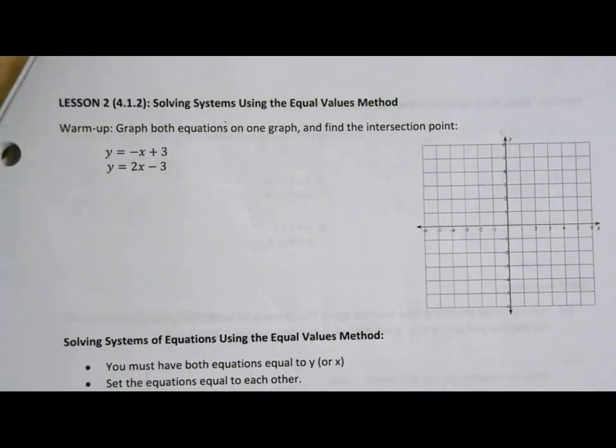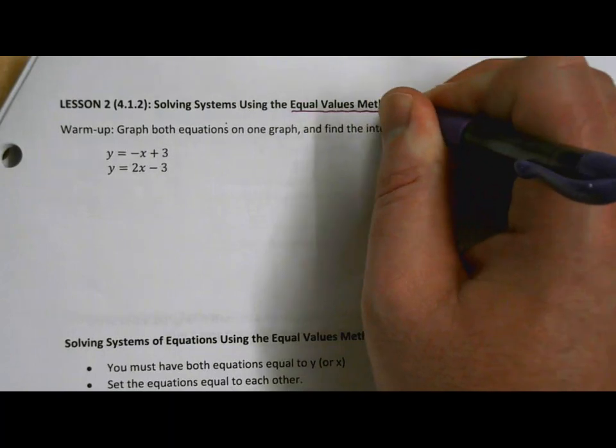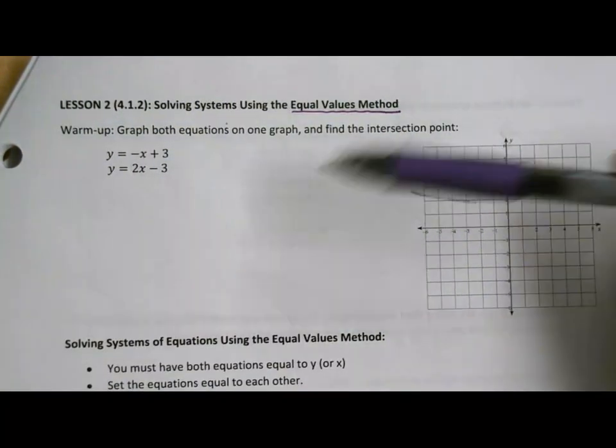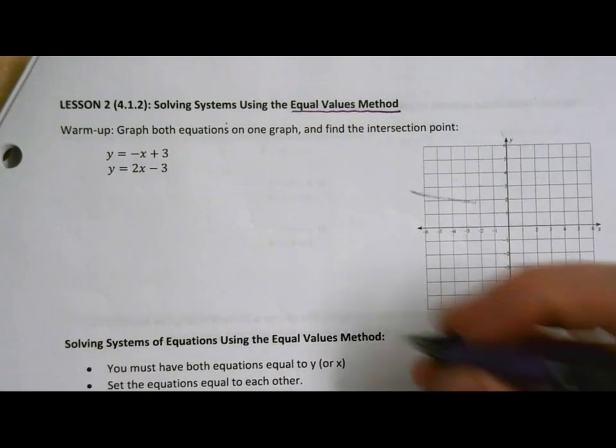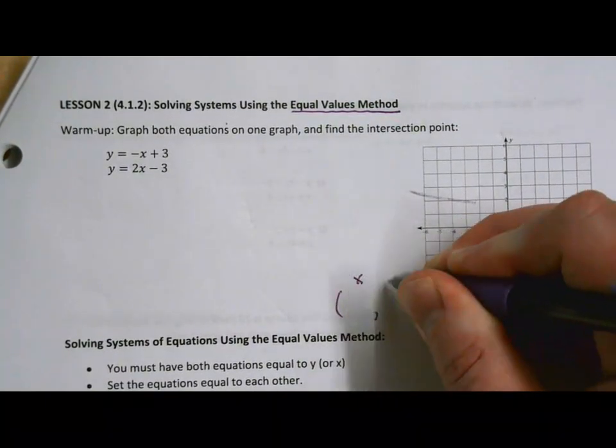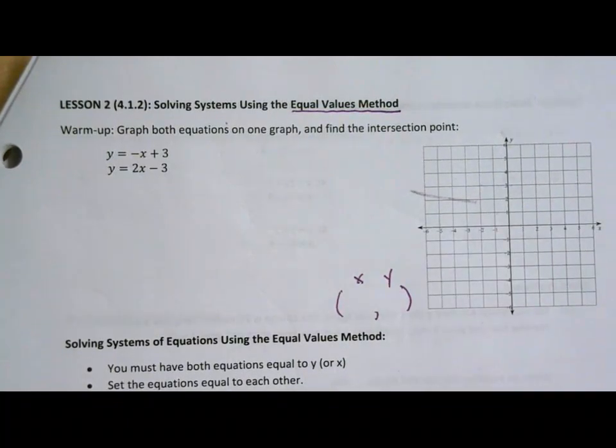All right, so our focus today is on this thing called the equal values method. This is a way for us to solve systems of equations like what we've got here. Remember, when we solve a system of equations, we're going to come up with an answer that has both an x value and a y value. That's going to be our final answer.